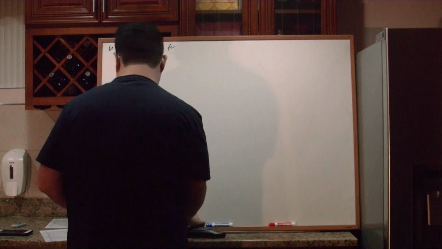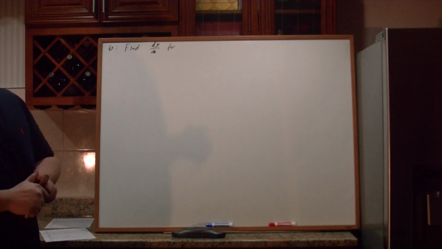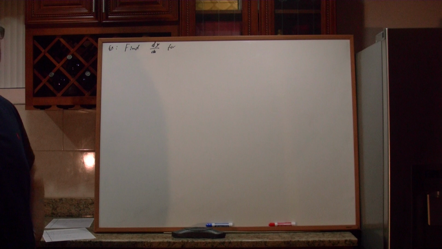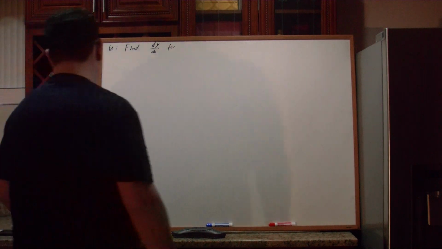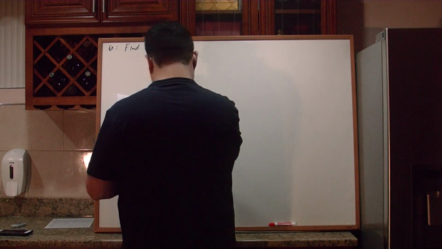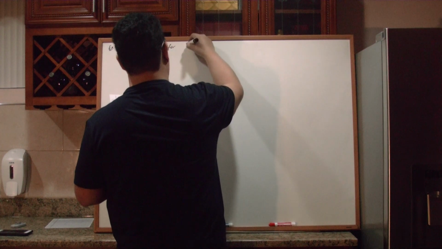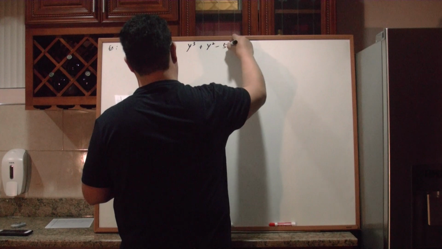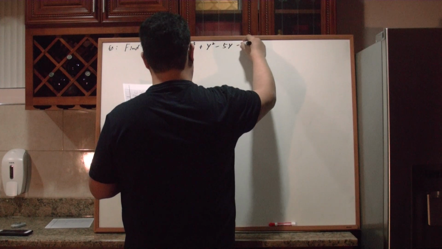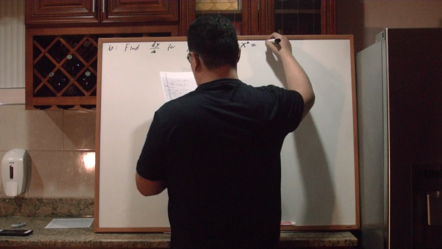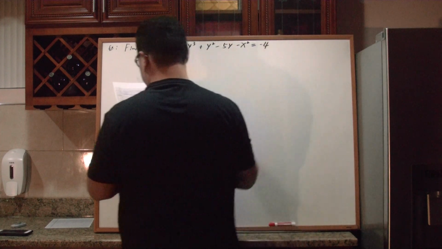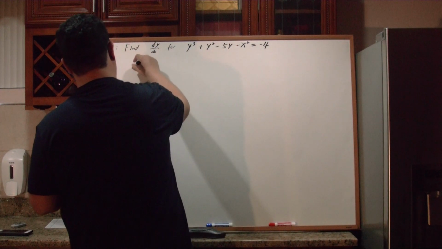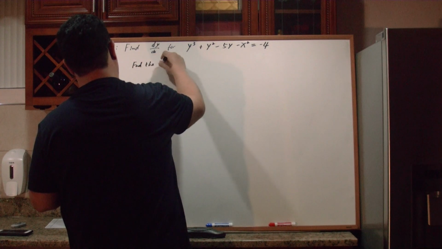If you still remember, dy/dx geometrically is the slope at a point. So if you have an equation, y cubed plus y squared minus 5y minus x squared equals negative 4, we can find dy/dx and also find the tangent line.